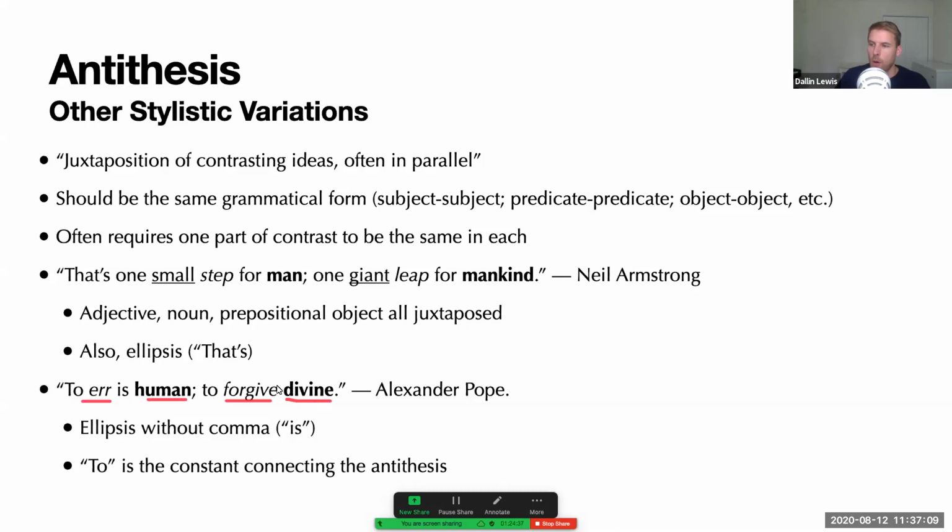Notice how Pope has dropped the "is," both for poetical meter reasons. He wants to keep that iambic pentameter. To err is human, to forgive divine, but it is also just more stylistically cool that way. And he's not using the comma, though potentially he could, if it's really clear what's being dropped.